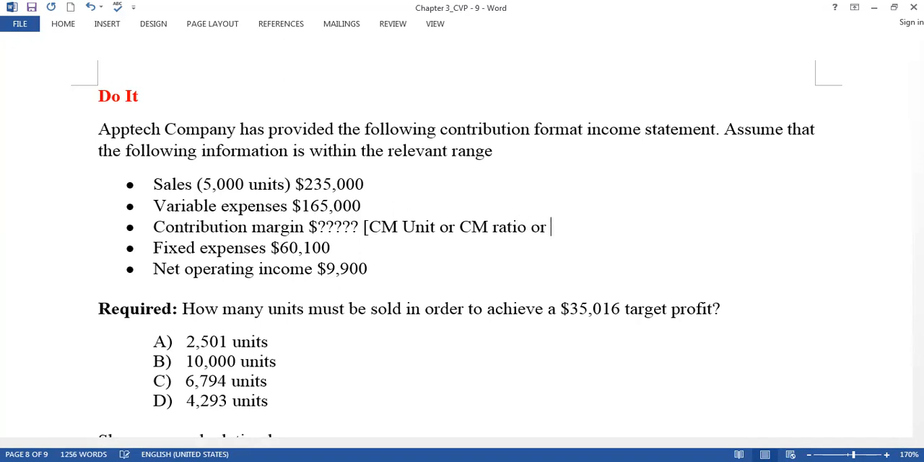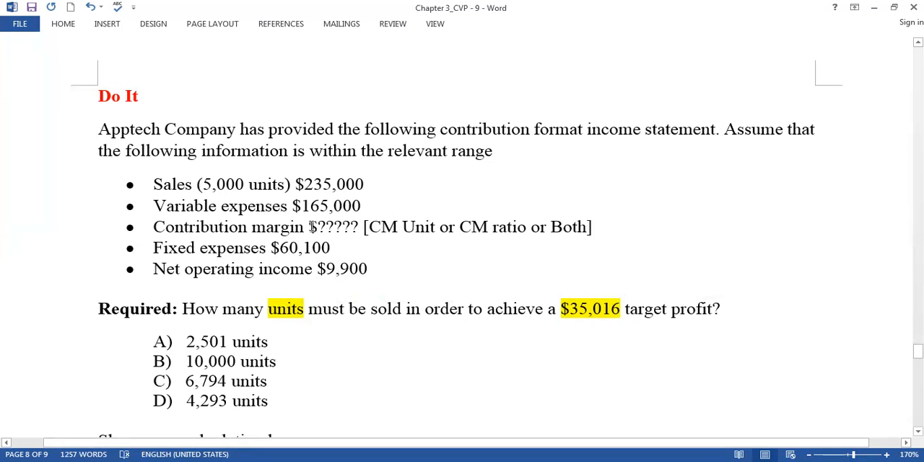Or you have to calculate both. It depends on the question. If the question asks you for units, here the question asks you for units, right? How many units do you have to sell if your target profit is this amount? So your target profit is to earn $35,016, right? Then how many units do you have to sell?